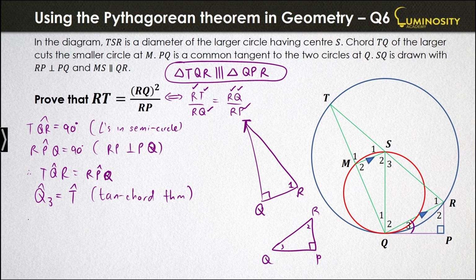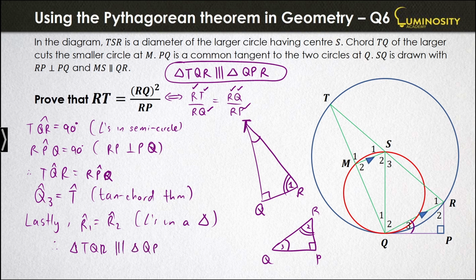All right, and then lastly, because we've shown now that angle Q3 is equal to angle T, this means that angle R1 equals angle R2 by angles in a triangle. So this angle R1 here must be equal to this angle R2 by angles in a triangle. So therefore, we've shown that triangle TQR in that order is similar to triangle QPR.